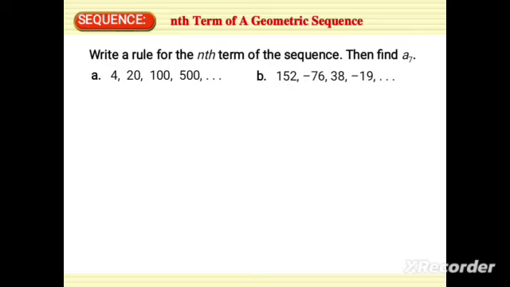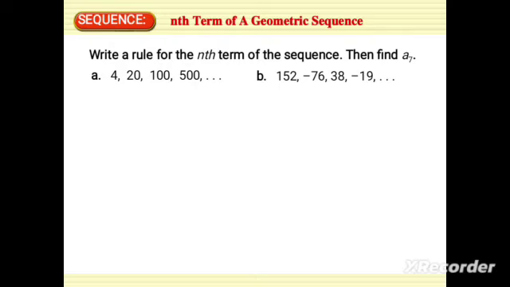Now let's do something on the nth term of a geometric sequence. We want to find how we get the nth term of a geometric sequence. Like I said, the nth term here constitutes the first term and the common ratio. So write a rule for the nth term of the sequence, then find the seventh term.